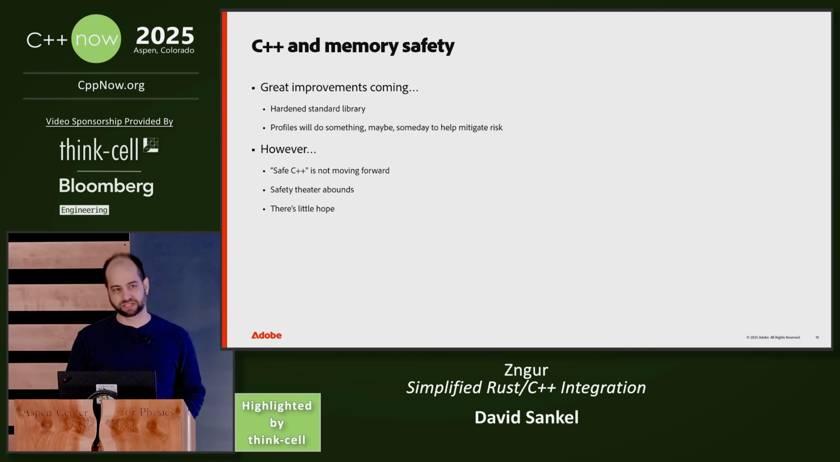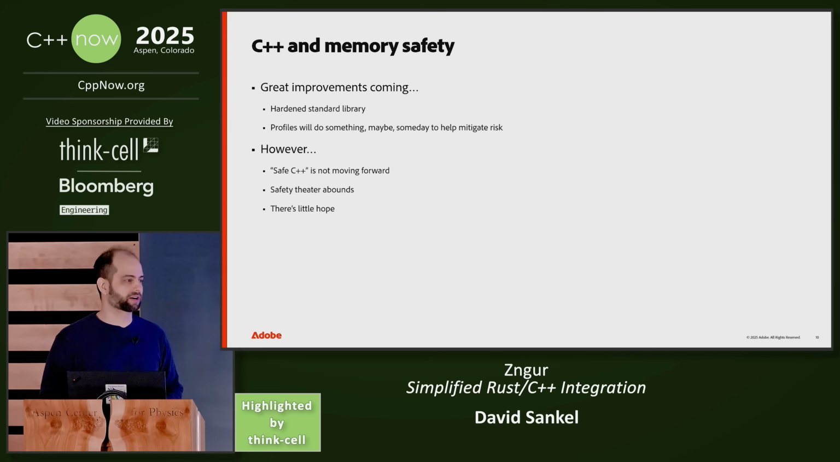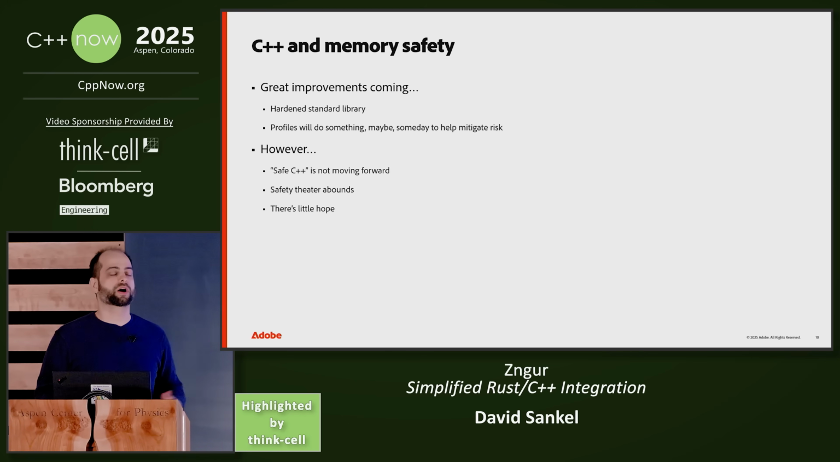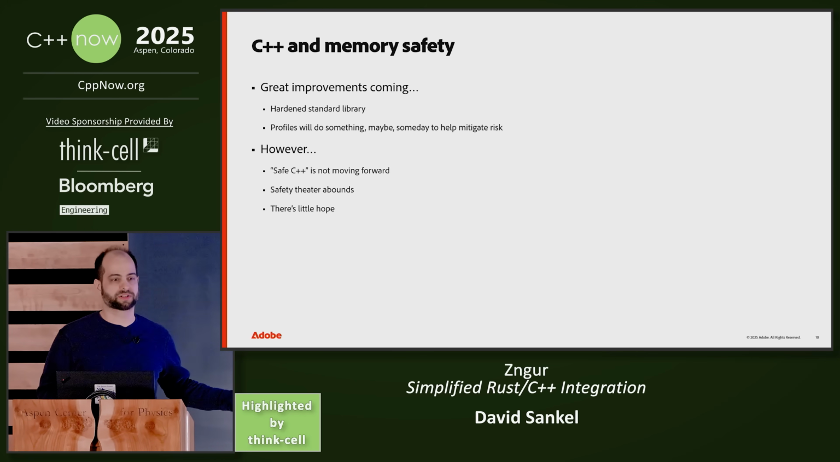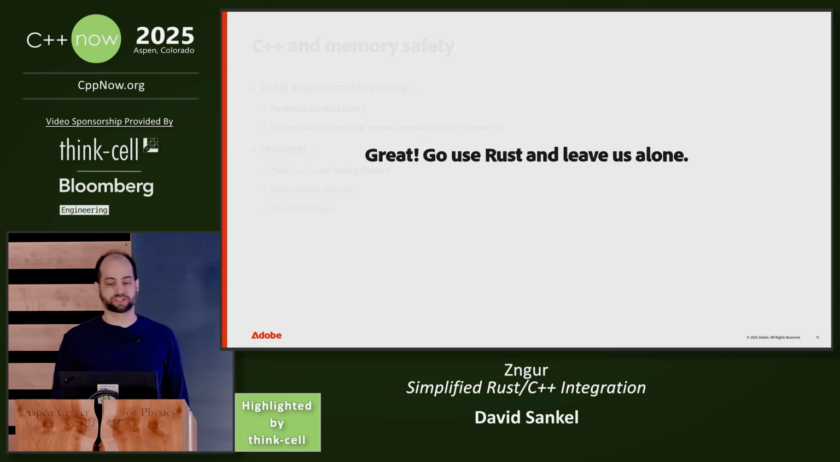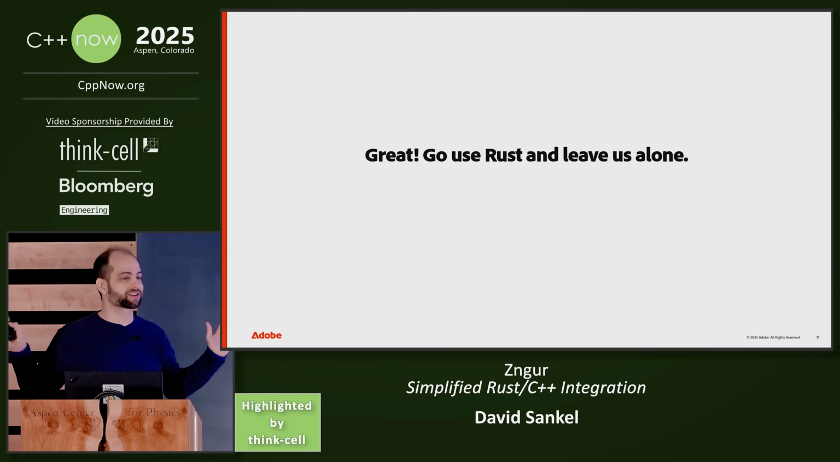So in my opinion, as someone that's been on the C++ Standardization Committee for, I believe, over 10 years, there's little hope of C++ fundamentally addressing this in a way where you'd want to use C++ where you need memory safety versus another language. I just don't see that happening. Okay, cool. So then you might just say, great, go use Rust, leave us alone, do your thing.